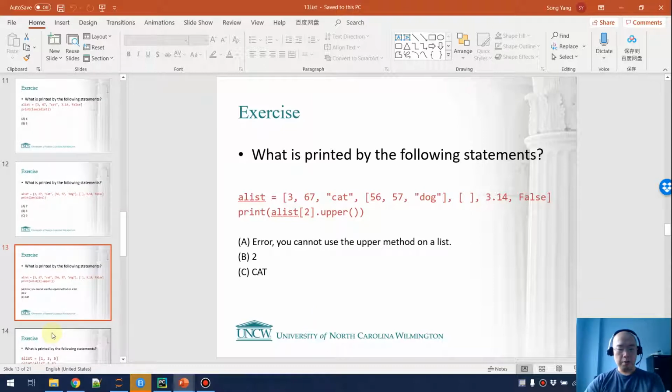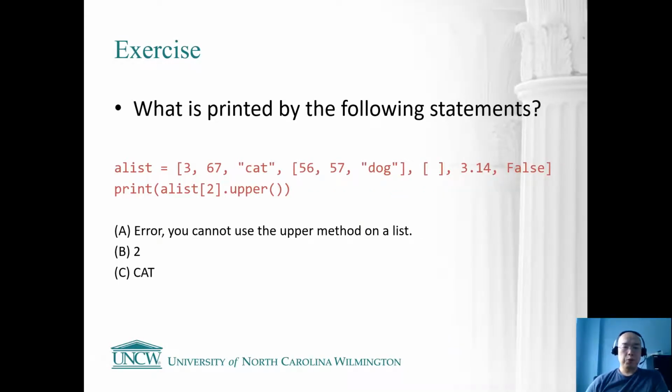Okay, and how about this one? I want to get my list square bracket 2 dot upper. Okay, so can we really do that? Are we going to have an error? If there's no error, are we going to get some output? So think about that. Remember, the first thing about this question is, if we are using the square bracket with an index of 2, what are we visiting? We are visiting the item at index 2.